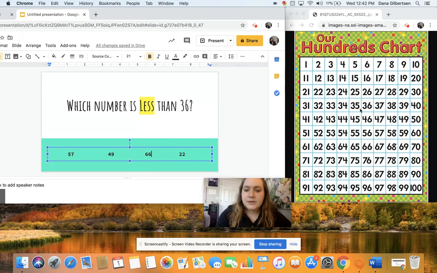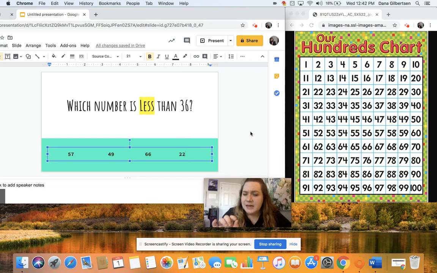My next number is 66. Well, it ends with a 6, so maybe it's like 36. I need to figure out 66. Okay, let me find 66. I can go all the way up. Oh my goodness, I found it. Here's 66. So 36 to 66. Is 66 bigger than 36? Absolutely. So can it be my answer? No way. My last one is 22.